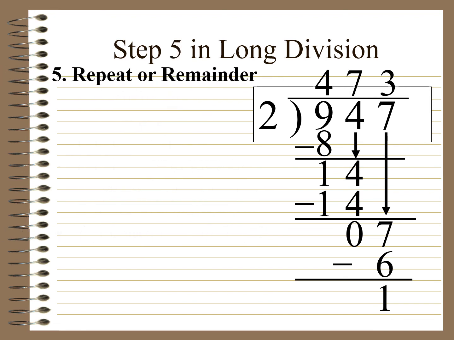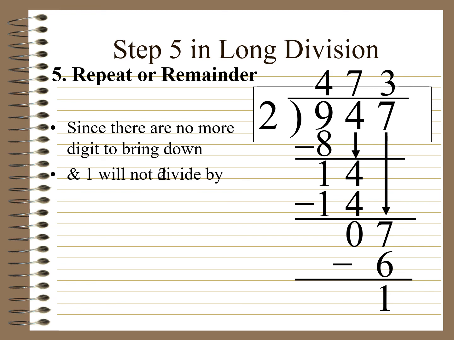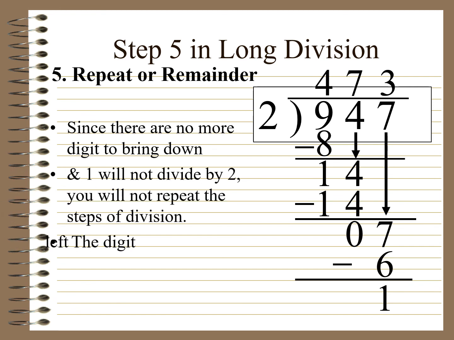Then, repeat or remainder. Since there are no more digits to bring down and 1 will not divide by 2, you will not repeat the steps of division. The digit left over, 1, becomes the remainder.